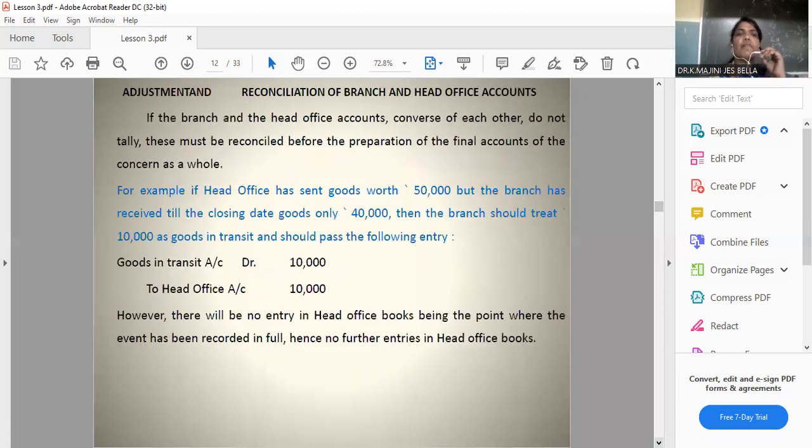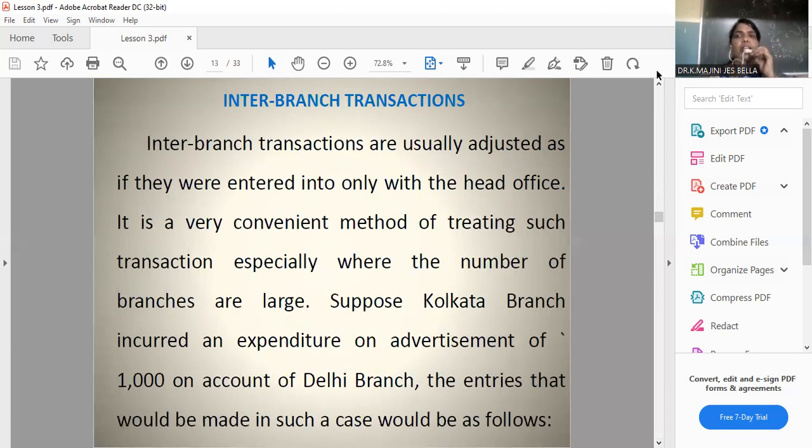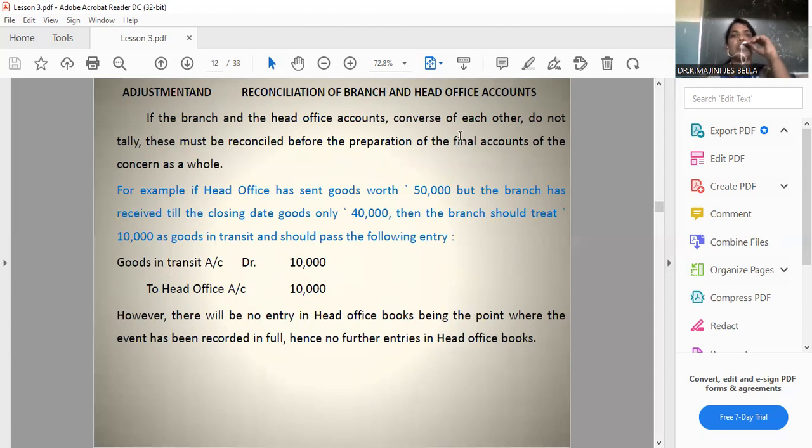Okay. So then we'll move to some examples I have given for clear and better understanding. Just listen carefully. Adjustment and reconciliation of branch and head office account. One of the examples I have given: if head office has sent goods worth rupees 50,000, but the branch has received till the closing date goods of only 40,000, then the branch should treat 10,000 as goods in transit and should post the journal entry.